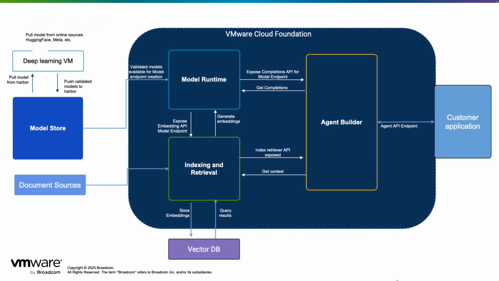So this is the big picture of how they all connect together. As I said, we pull a model down from online repositories like Hugging Face and Meta on the far left. We test it out in a deep learning VM. Once it's tested, we put it into Model Store. To bring that model to life, we create a model endpoint in the model runtime. We index our data separately using an embeddings model, which is also running in the model runtime in a separate place. It's a separate model to our main completion model. And at application building time, we run an agent builder to take our running completion model and our index data and bring them together into one place and supply that end result to the customer application on the right-hand side.